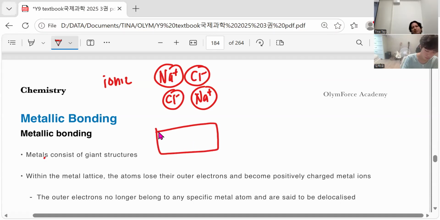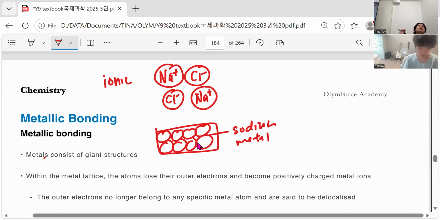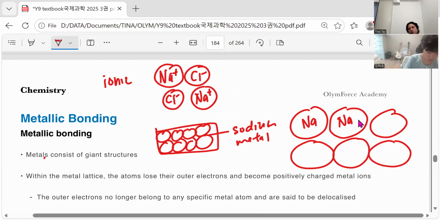Let's say I have a piece of sodium metal. You learned last time that water is water particle, wood is wood particle, so sodium is sodium particle. This whole thing will just be round particles of sodium. If we learned last time, you will say, oh teacher, sodium atom. But actually, sodium is not in the form of atom. Let's learn why. So it is sodium, sodium, sodium, like that.